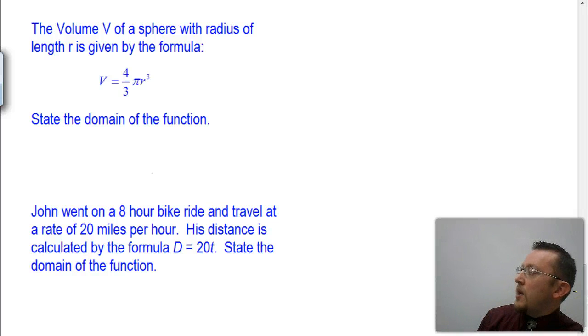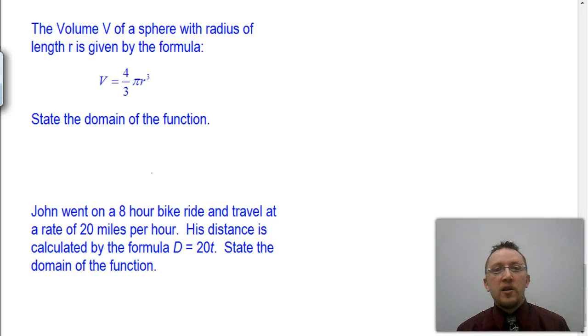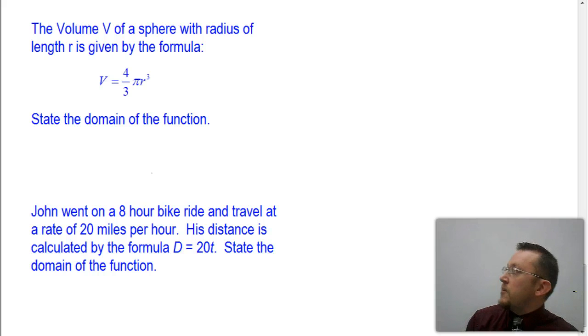So here we have an example dealing with the volume of a sphere. They give us that formula, V equals 4/3 times pi r cubed is the volume of a sphere. And we want to figure out what the domain of that particular function would be. Or down here we have this example where it talks about John going on an 8-hour bike ride and trying to figure out what the domain of that particular function would be. So these are ones that you'll be attempting on your own here in a minute.